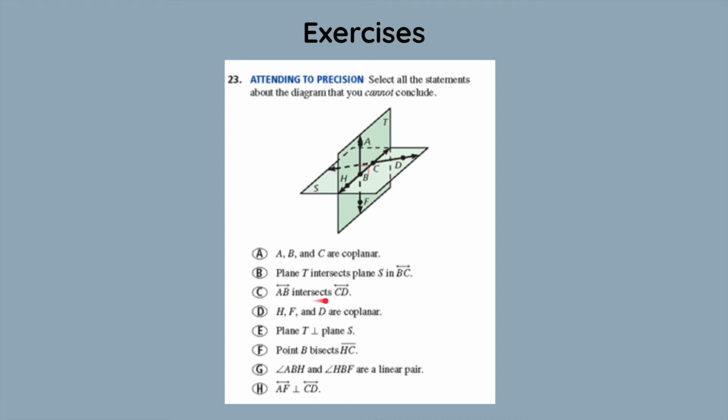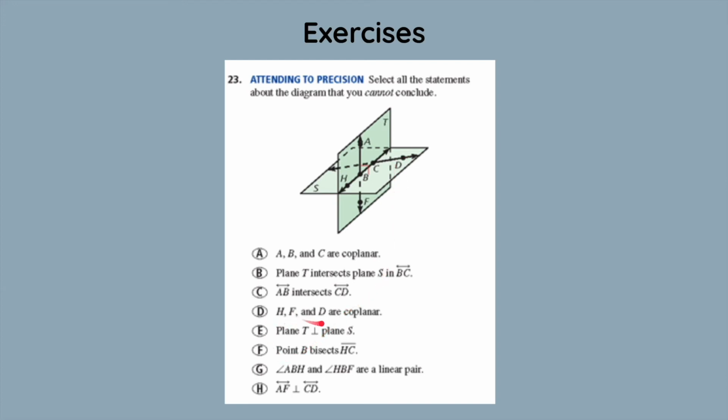Line AB intersects line CD. So this is line AB and this is line CD. And we cannot deduce that because if there was a point here connecting these two lines, then we would be able to say that it does connect. However, that's not the case.